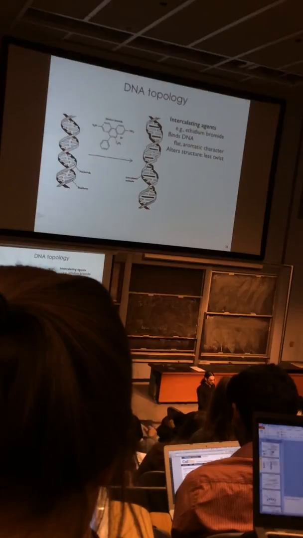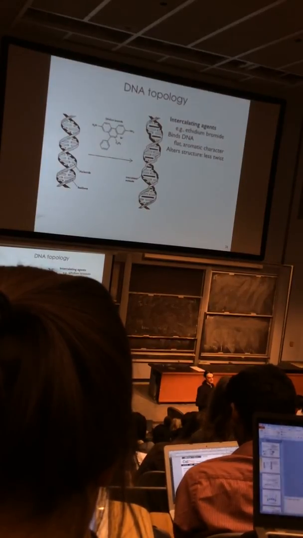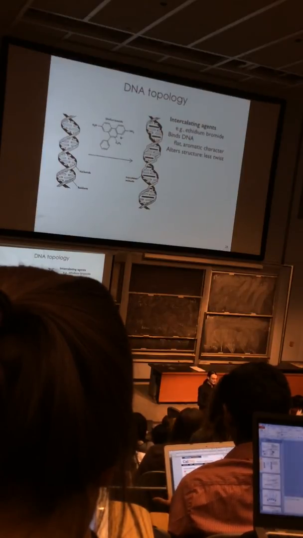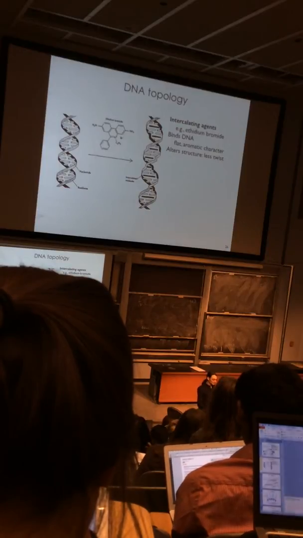So it's hard to add that much ethidium. It does other things. When they slip between the bases, the dye becomes fluorescent. That's why we use it to look at DNA. But it's also a useful experimental tool to study topology because you know that it decreases the twist.